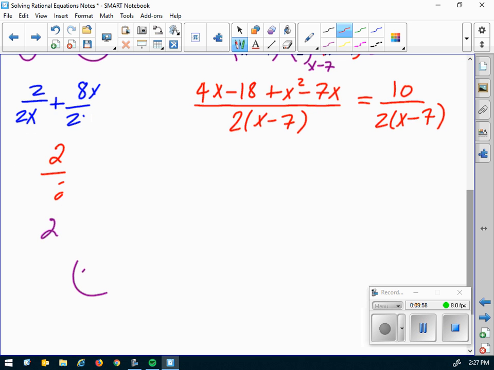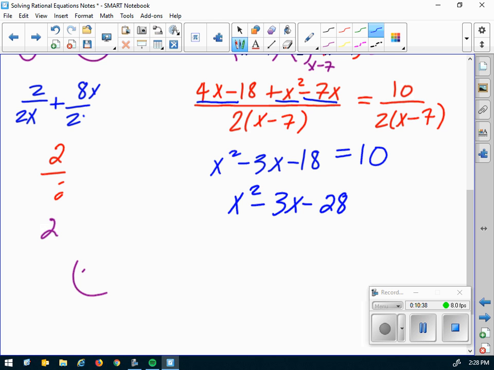What do you think we should do now? Combine like terms. We've got like terms we can combine. x squared minus 3x minus 18 equals 10. Why did I leave off the denominators? Because they're the same, so the numerators have to be the same. Well, yeah, subtract 10. Good. Oh, daggum. x squared minus 3x minus 28 equals 0.